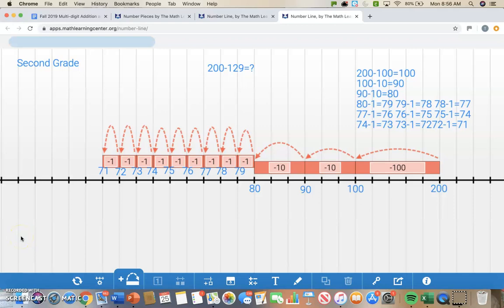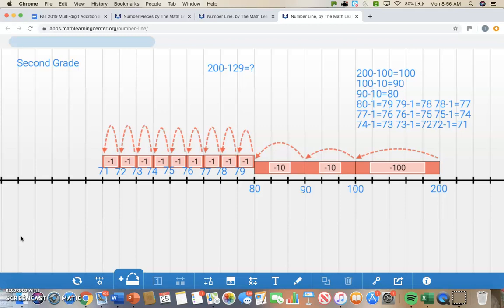Hi, my name is Taylor Lee, and today I'm going to be showing you how students solve subtraction problems based on different grade levels. Students in elementary school solve subtraction problems in different ways based on their grade. First, let's look at second grade.